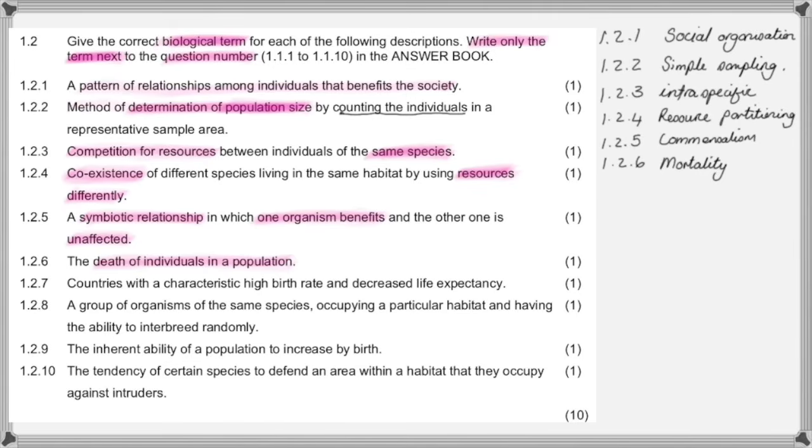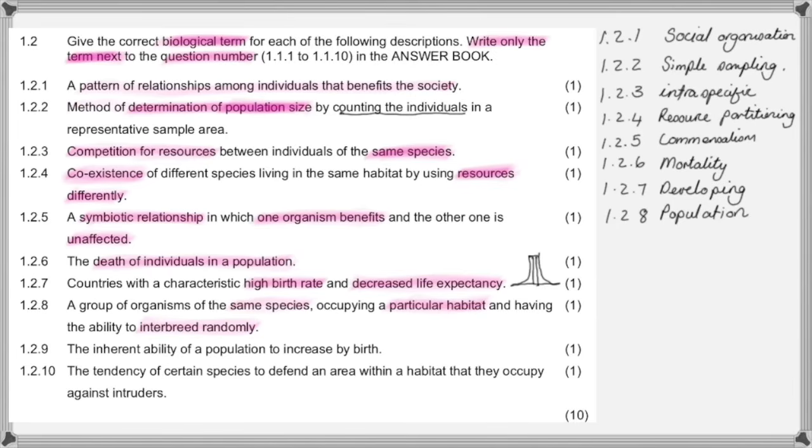1.2.7, countries with a characteristic high birth rate and decreased life expectancy. This is typical of a population graph that would look something like this, and that is going to be typical of a developing country or developing countries. 1.2.8, a group of organisms of the same species occupying a particular habitat and having the ability to interbreed randomly. If we look here, we're talking about a population. So this is the description of a population as a group of organisms.